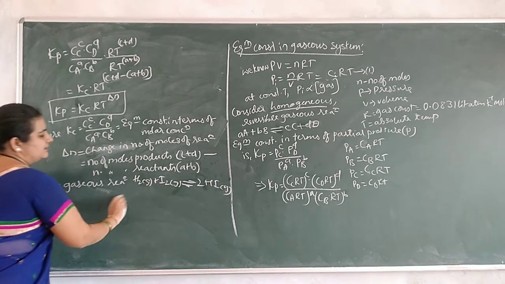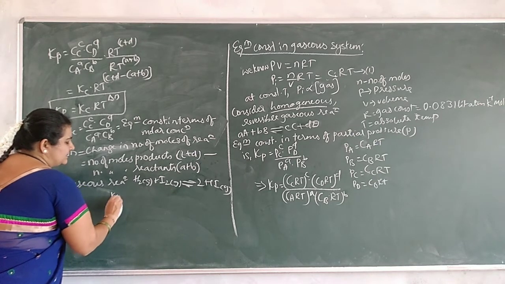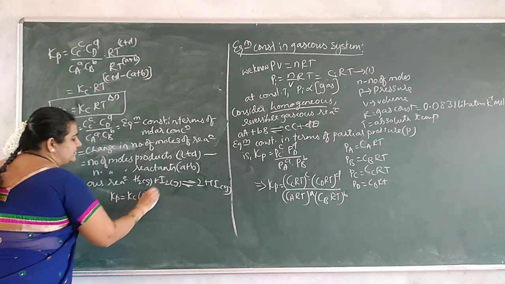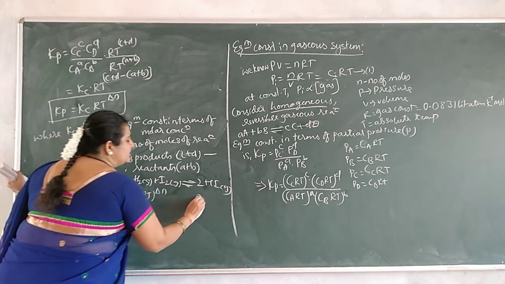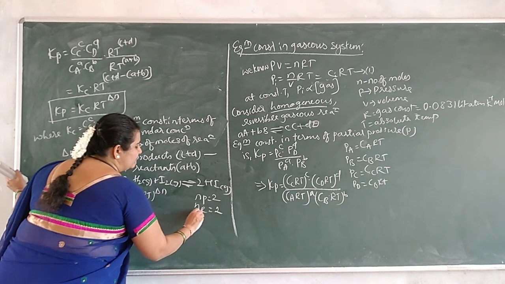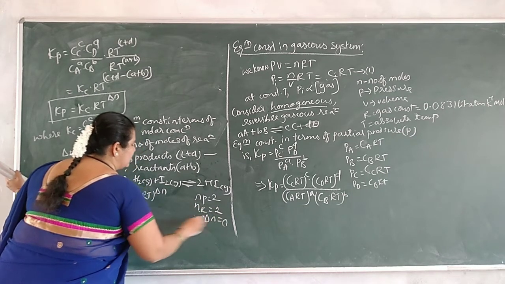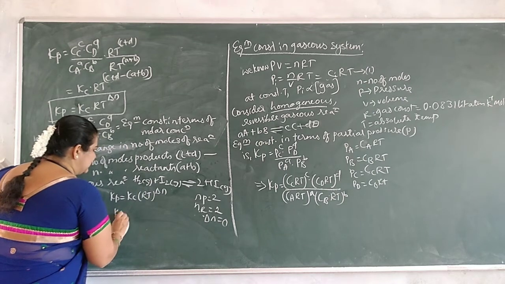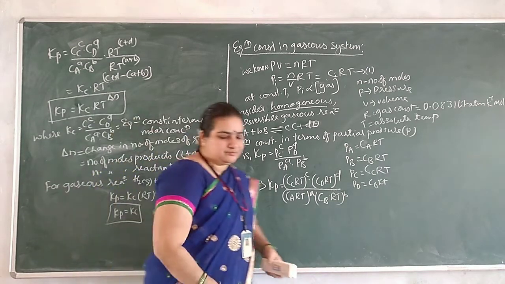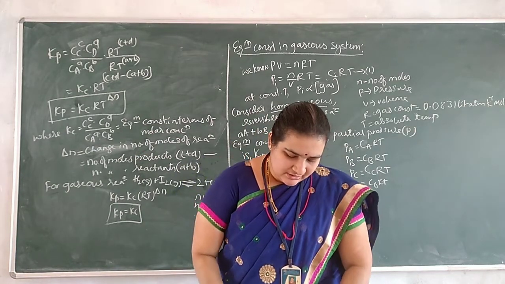Here Kp is equal to Kc into RT raised to delta N. Np is equal to 2, Nr is equal to 2. Therefore, delta N is equal to 0. Therefore, we can write Kp is equal to Kc.